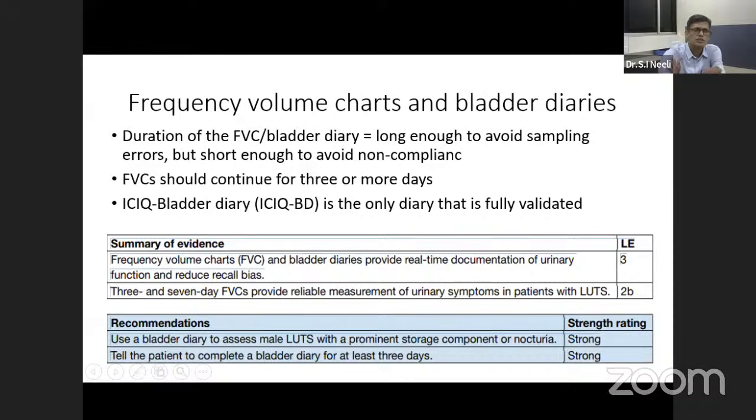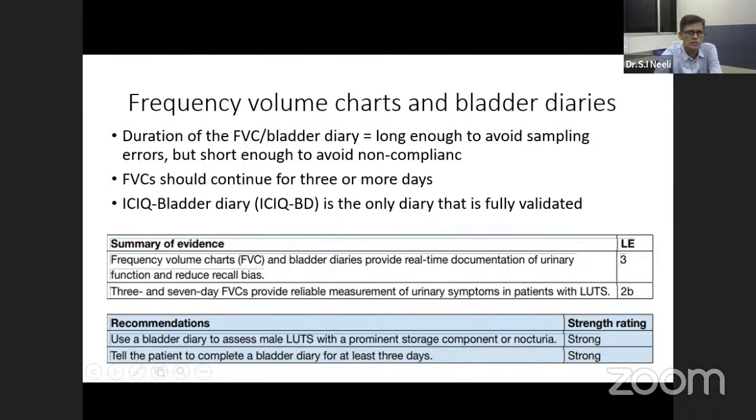The next important contribution for our assessment of the lower tract is the frequency volume chart, or commonly called the bladder diaries. Now, these diaries have to be maintained by the patient. We have to counsel the patient and teach them how to maintain the diaries. Basically, they have to maintain the intake as well as the output, the number of times they void, the volume of urine they void each time, and it has to be documented immediately. So there is no role for recall bias in these bladder diaries.